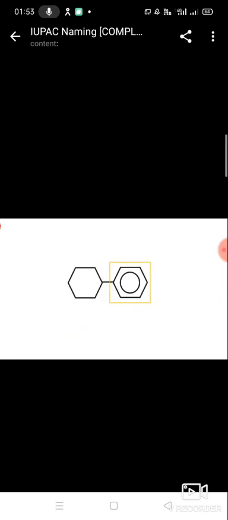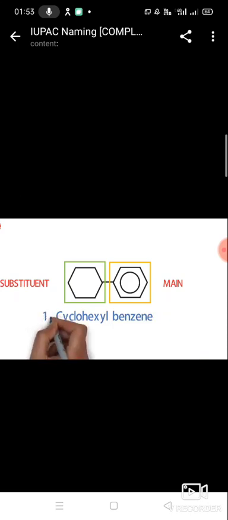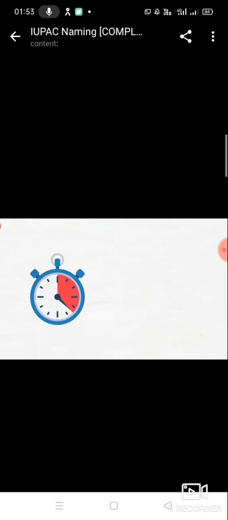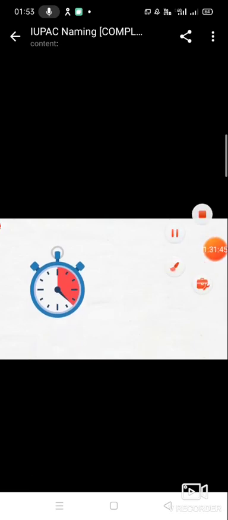Look at here, both cyclic compounds are there, but one is aromatic and the other is aliphatic. So we have to consider the aromatic as the main one and the aliphatic as the substituent. Aromatic means with double bonds in a complete cycle. So cyclohexylbenzene. Wherever the attachment is, it takes the minimum number, so 1-cyclohexylbenzene. That's all. So you can recall.